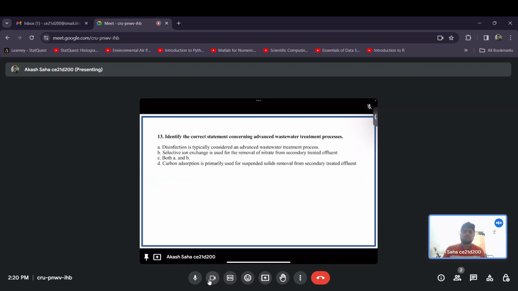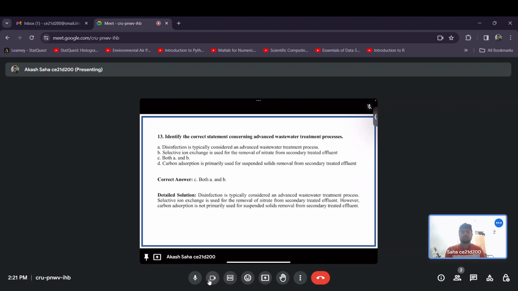So we have to tell which of the options is correct. It's pretty easy. Both A and B are correct options because disinfection is an advanced treatment, and also selective ion exchange can be used to remove nitrate from the secondary effluent treatment. So both A and B are correct.